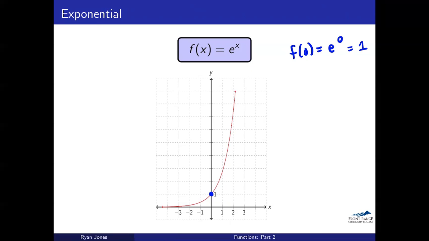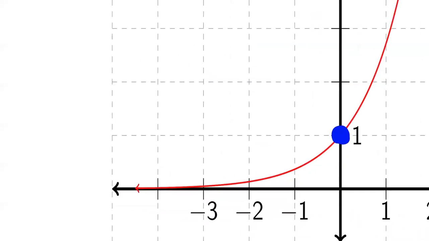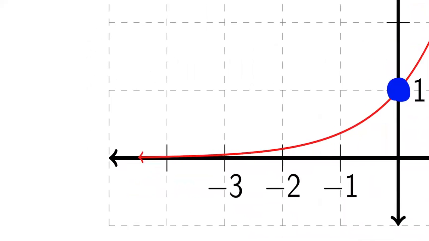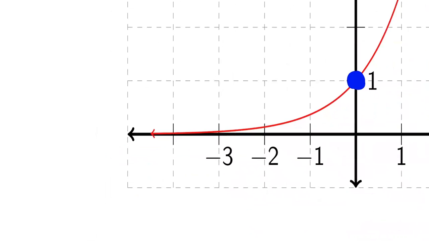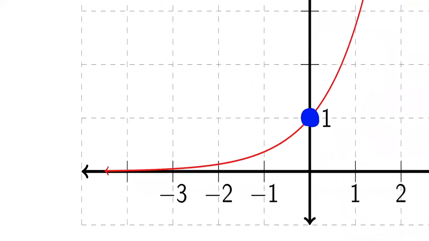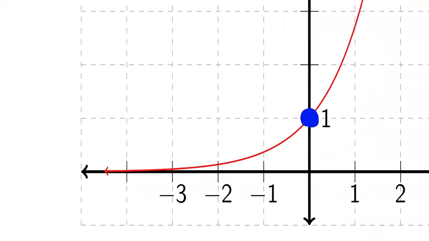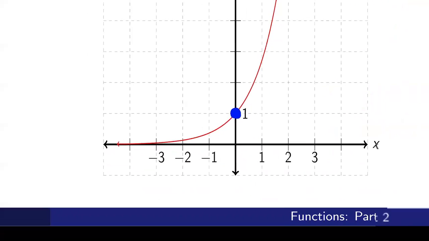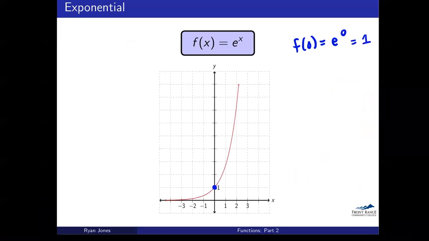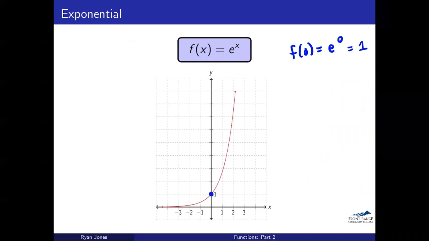Another thing to notice is that there is no x-intercept. While it might look like it here, that's just because this is not zoomed in. It looks like it is touching, but it never actually touches. If I were able to keep on zooming in and in, you would notice that it never actually touches that x-axis in black. It gets really, really close, but it never quite touches it. So there is no x-intercept here.